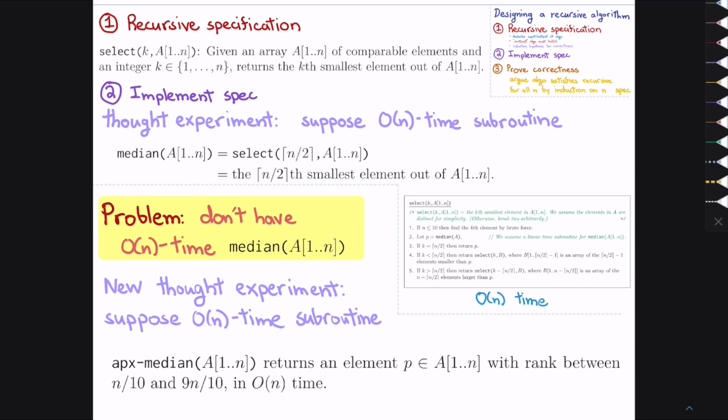Let's say you have a subroutine called approximate median that returns some element with rank between n over 10 and 9n over 10. I chose those fractions arbitrarily, but the point is it'll be from the middle 80% and not from the two extreme 10%. All right. What might you do with this subroutine, or how might you make an algorithm with it?